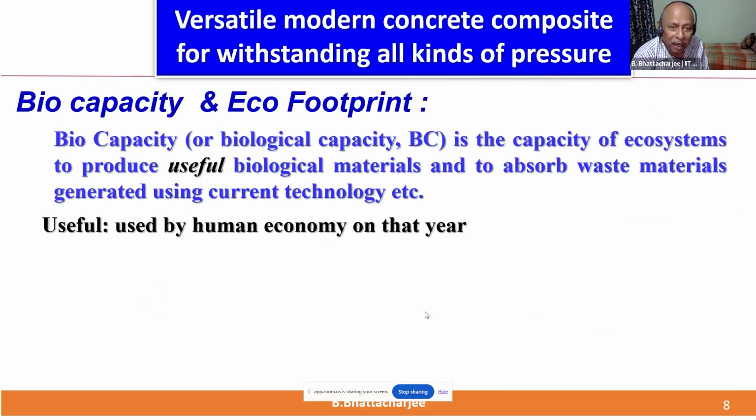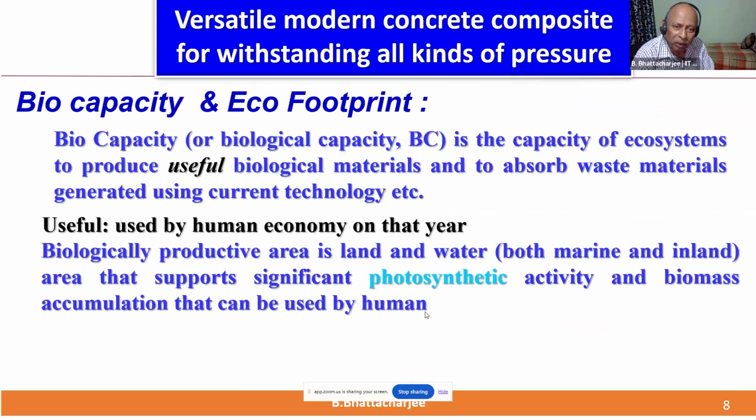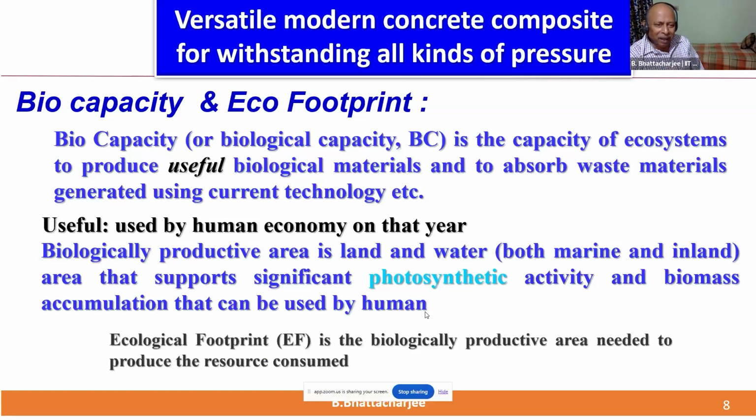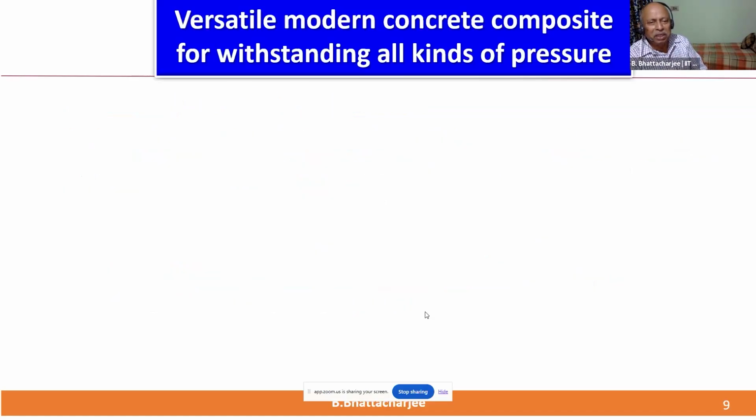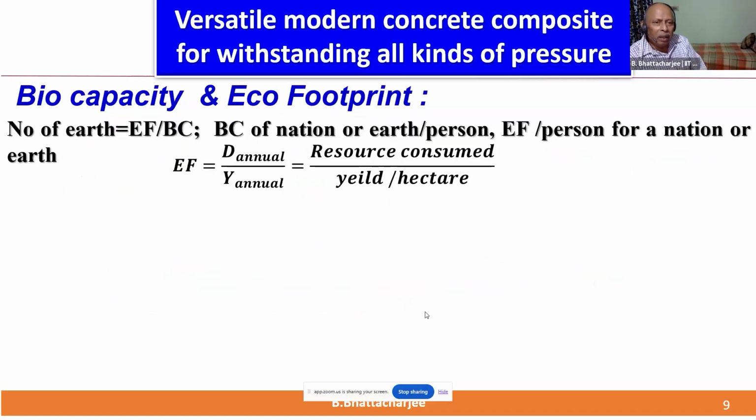That's related to the area, right? And useful for that economy yearly. Annually, it may change. It's essentially the area which allows photosynthetic activity and then biomass accumulation, because the sun's energy is only captured by the plants. All right. And ecological footprint is what we need, what we are using, and the area we need for that. So the ratio of ecological footprint by biocapacity is the number of Earths you need.